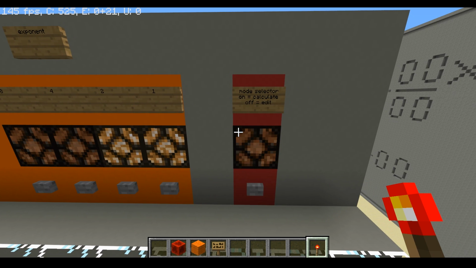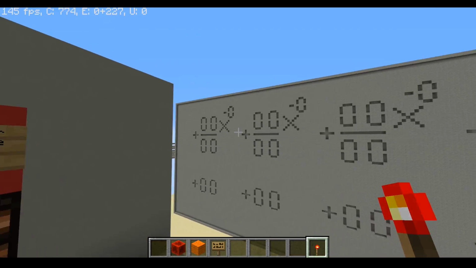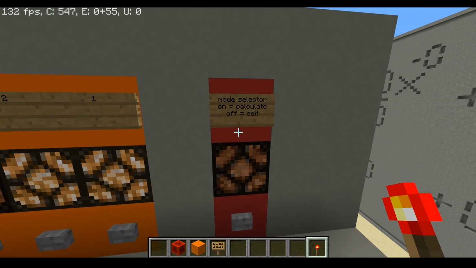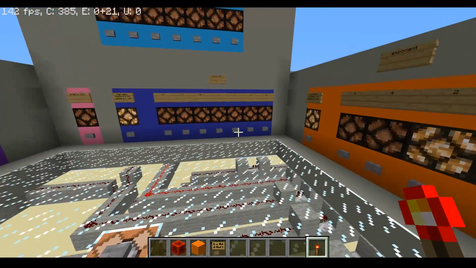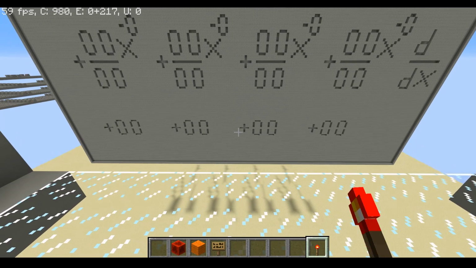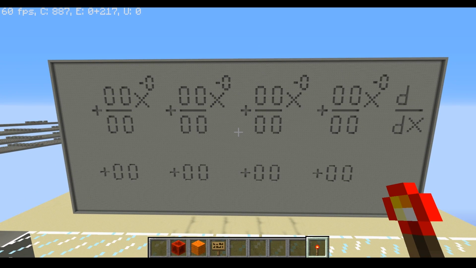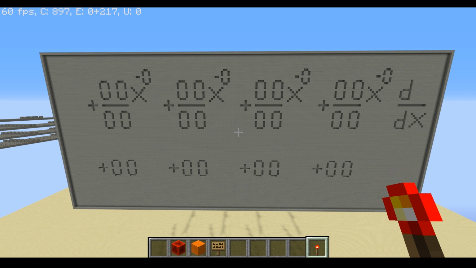The next button is the mode selector. If it's on, it would calculate whichever is in the registers, or if it's off, then it's in editing mode, which means you can change any of the terms and it won't calculate it. This is just to make it not as laggy when you're putting in the values.